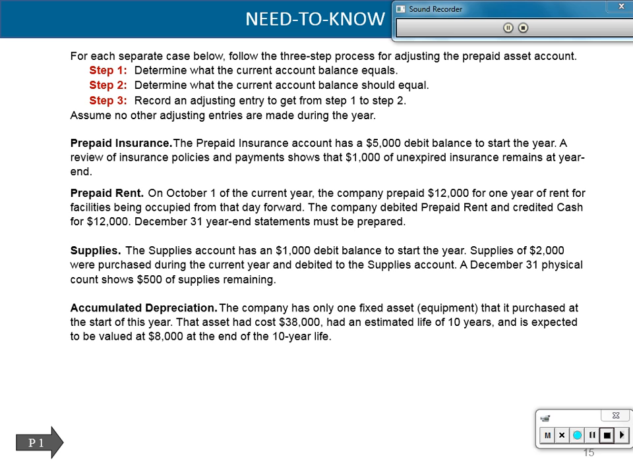So if we had to determine what the current account equals, we know the current account is 1,000 because it said that, right? Determine what the current balance should equal. Still 1,000. Record the adjusting entry. So what do you think the adjusting entry is for that one? And I want you to write it down on your paper. But just think about it.